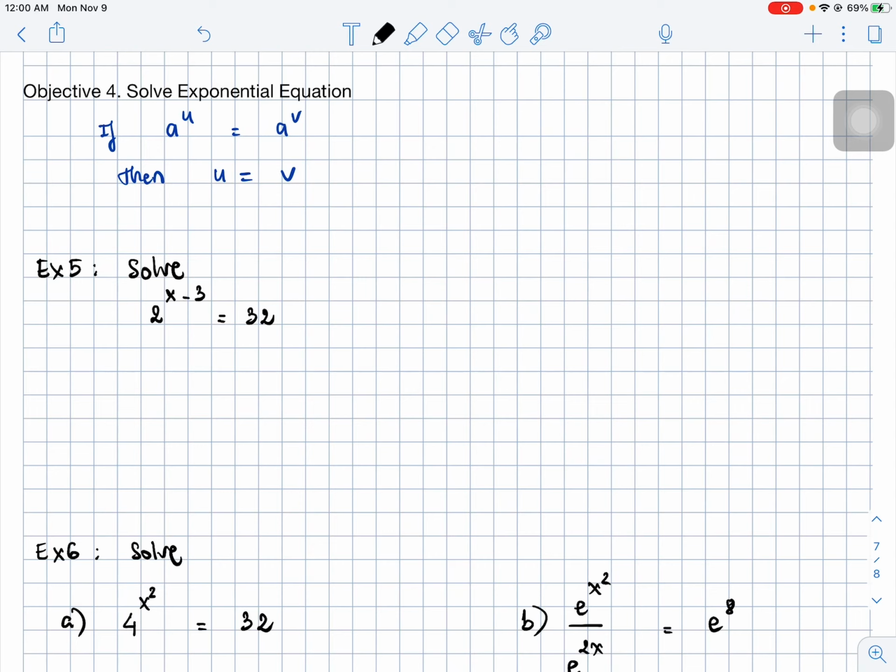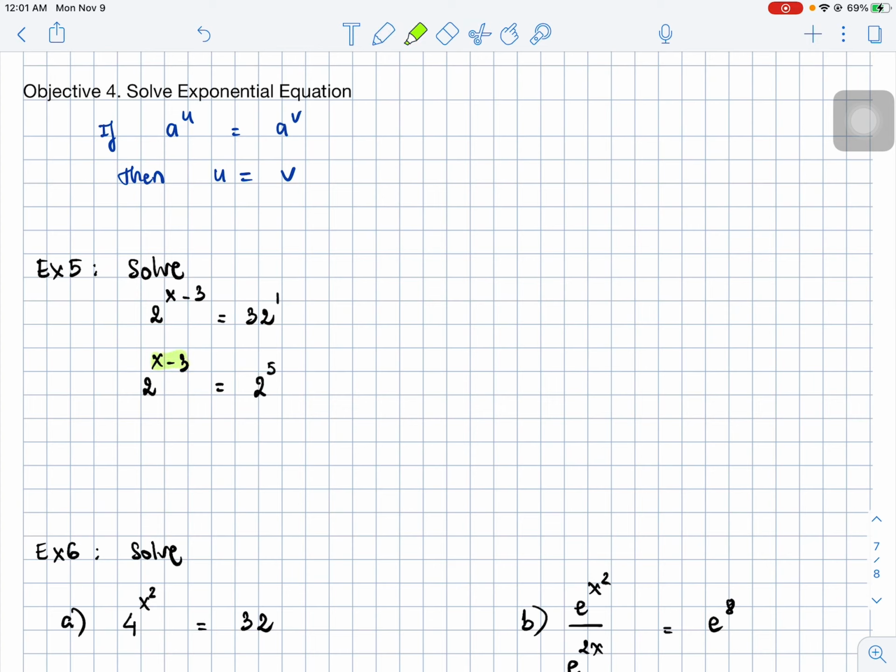In example number 5, we want to solve for x. On the left-hand side we have 2 to the x minus 3. On the other side we have 32. The left-hand side and right-hand side do not have the same base, so we need to make the same base. 2 is the simplest number already, so we're going to keep it. And 32, we know, is 2 to the 5th.